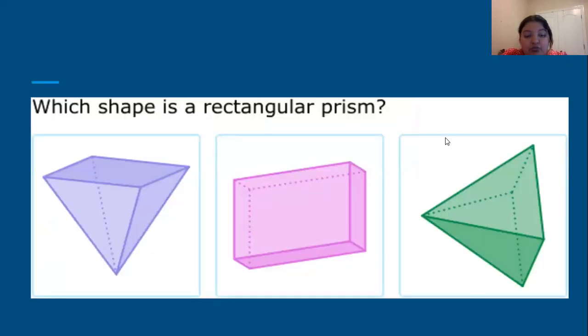So based off what we know already, what can we tell? Which is a rectangular shape? So we can tell which one has a triangle? This is a triangle, correct? And then this is a triangle, correct? So those are all triangular prisms. That's a triangle, that's a triangle. So this is the only rectangular prism.